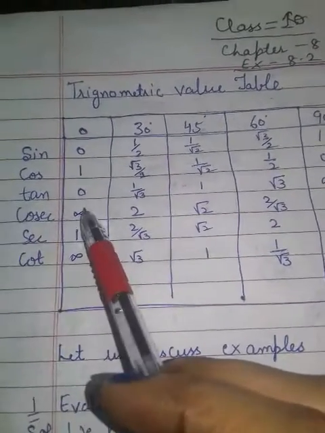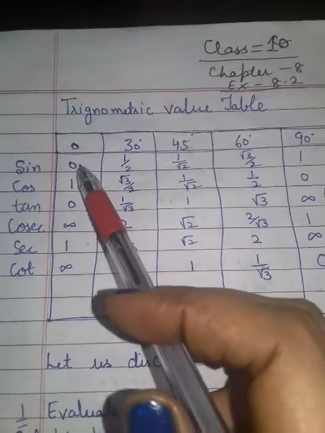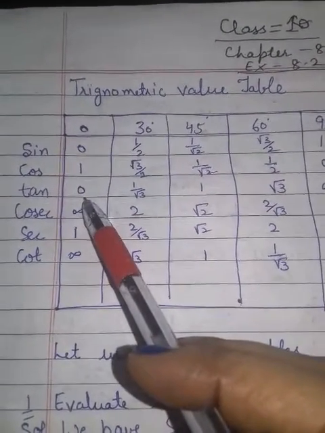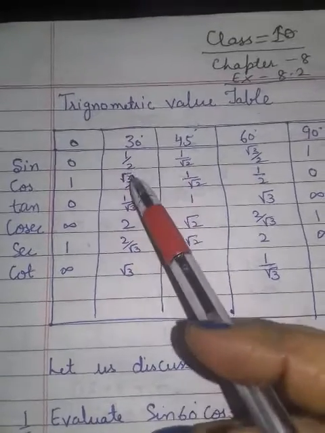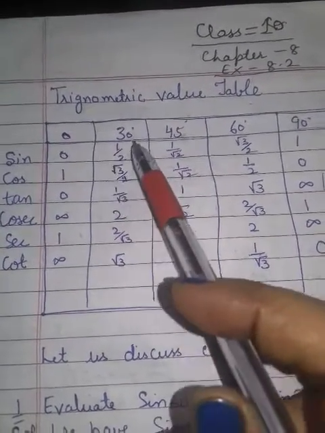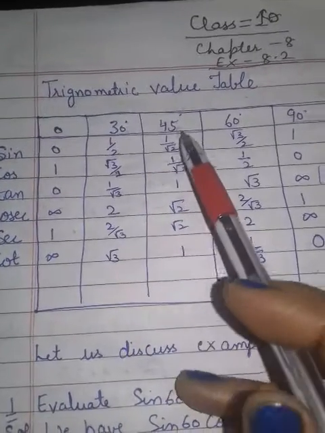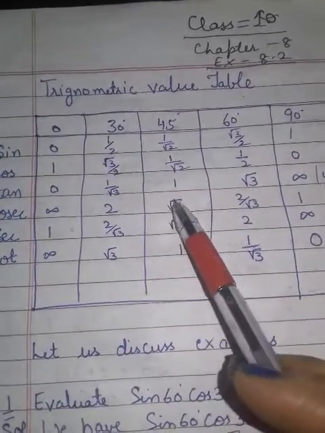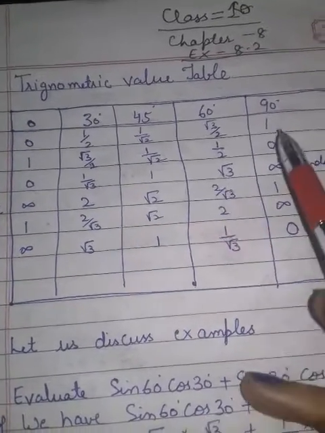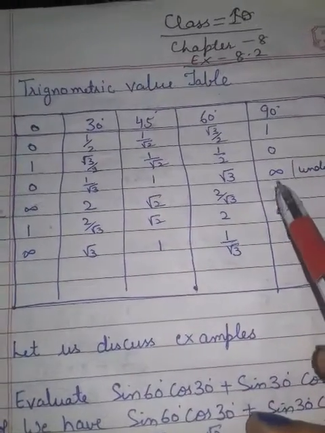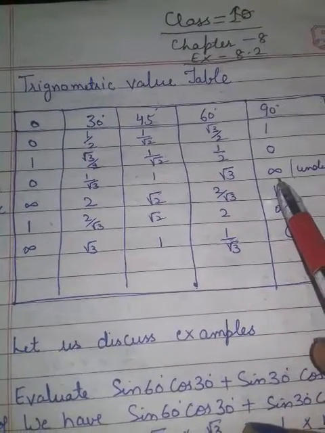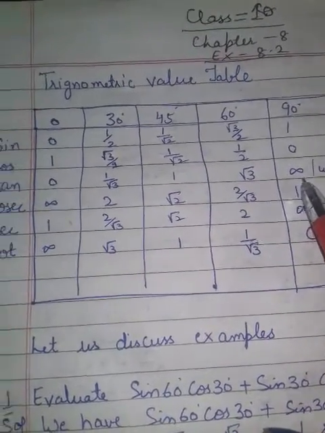And in tan, what you have to do is divide sine by cos. 0 upon 1, and 0 upon anything is always 0. Then 1 by 2 upon root 3 by 2: the 2s will be cancelled, giving 1 by root 3. Here also both will be cancelled and only 1 is left. And here only root 3 is left. And 1 upon 0 is undefined. Whenever 0 is in the denominator, the result will be undefined.